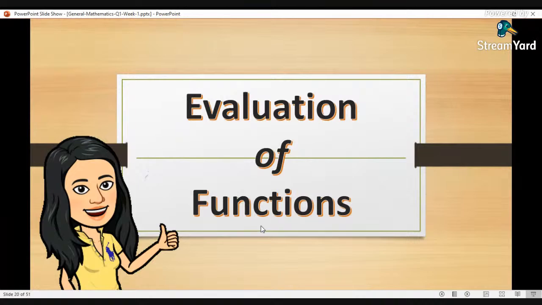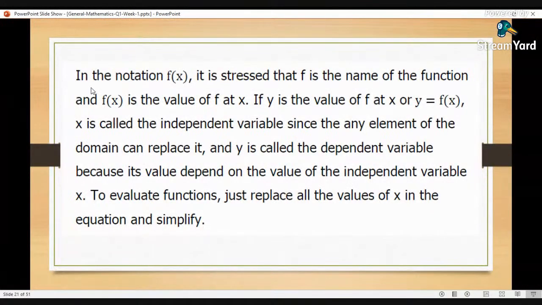When we say evaluation of functions, in the notation f of x, it is stressed that f is the name of the function and f of x is the value of f at x. If y is the value of f at x, or y equals f of x, x is called the independent variable since any element of the domain can replace it. And y is called the dependent variable because its value depends on the value of the independent variable x. To evaluate functions, just replace all the values of x in the equation and simplify.